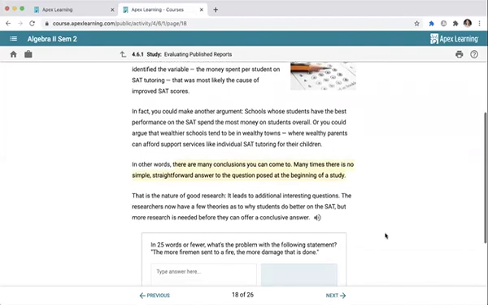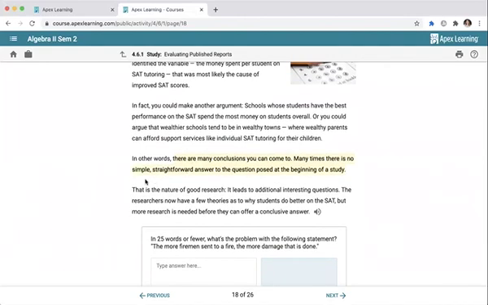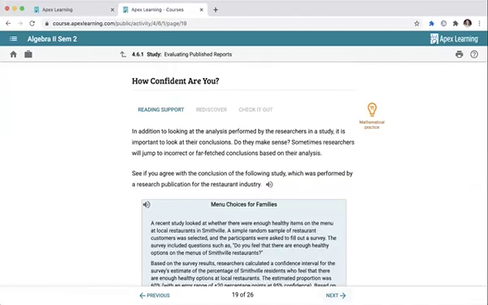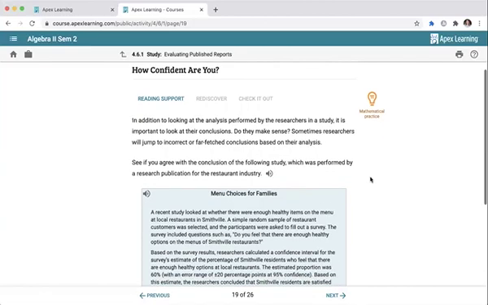In general, though, that's the nature of a good research question. It leads to additional interesting questions, right? I love to say it in my science classes: if you ask a question that you can go and Google the results, that's not a really good experimental design. You want something that asks multiple questions.